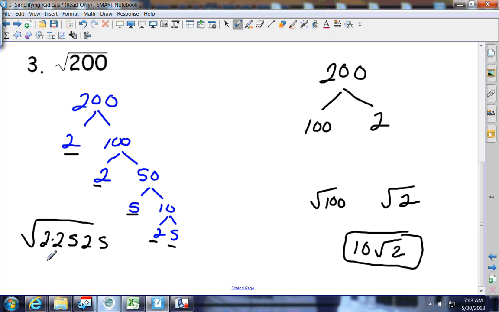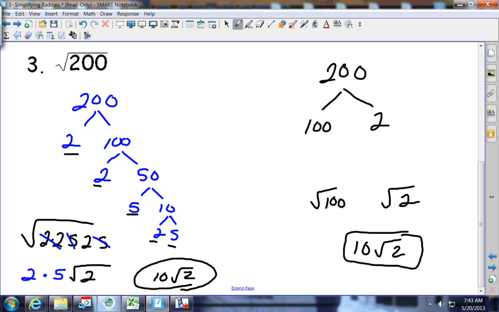And then who can go outside and play? The 2s can, and the 5s can. Who has to stay inside? The 2s. Well, what's 2 times 5? 10. So again, 10 square root of 2. Exact same answer. Again, sometimes it just depends on if you can see this.